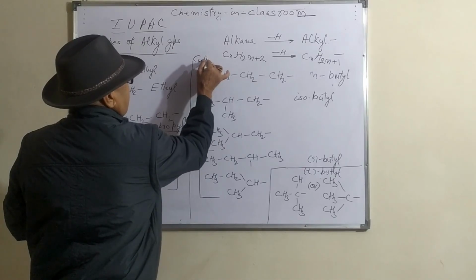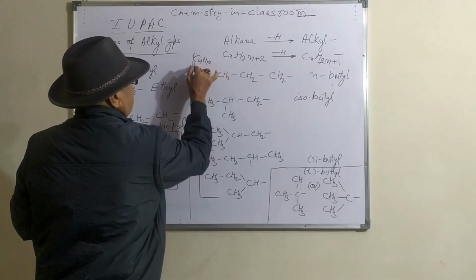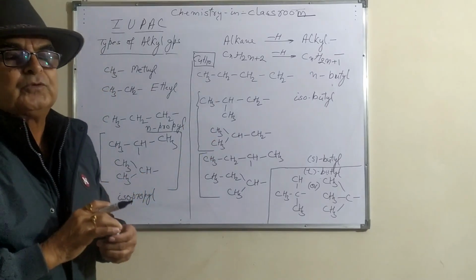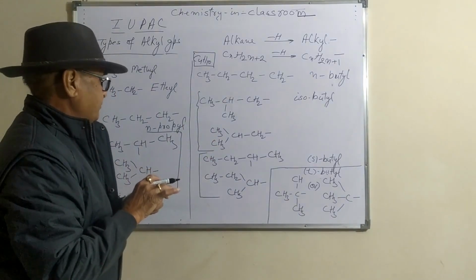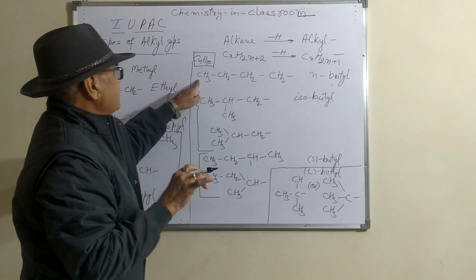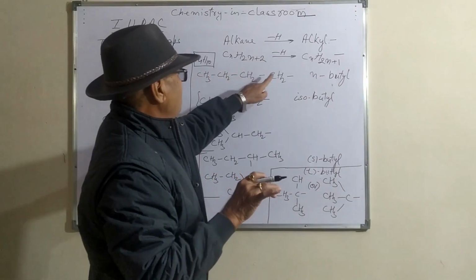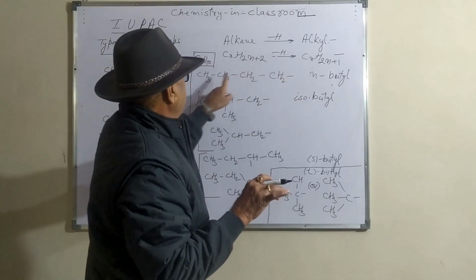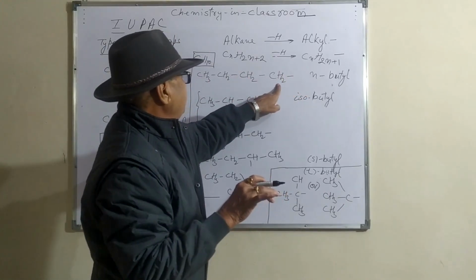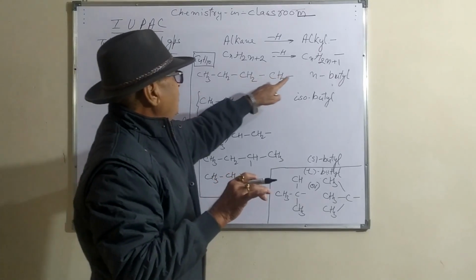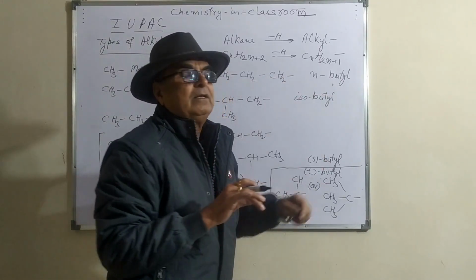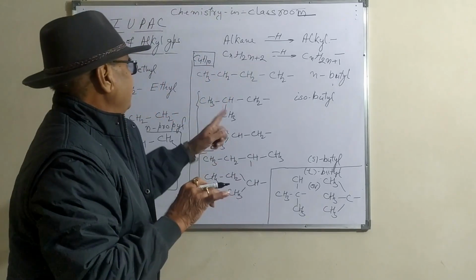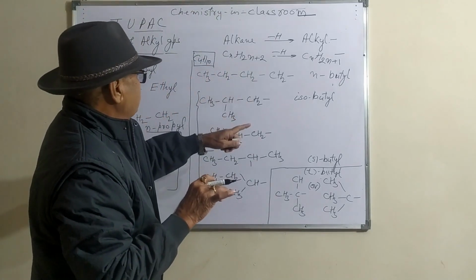This is butane, the alkyl group of butane. There are 4 types of alkyl group of butane. CH3, CH2, CH2 and CH3. One hydrogen is replaced, so this remaining part of the butane will be known as n-butyl. It is n-butyl.